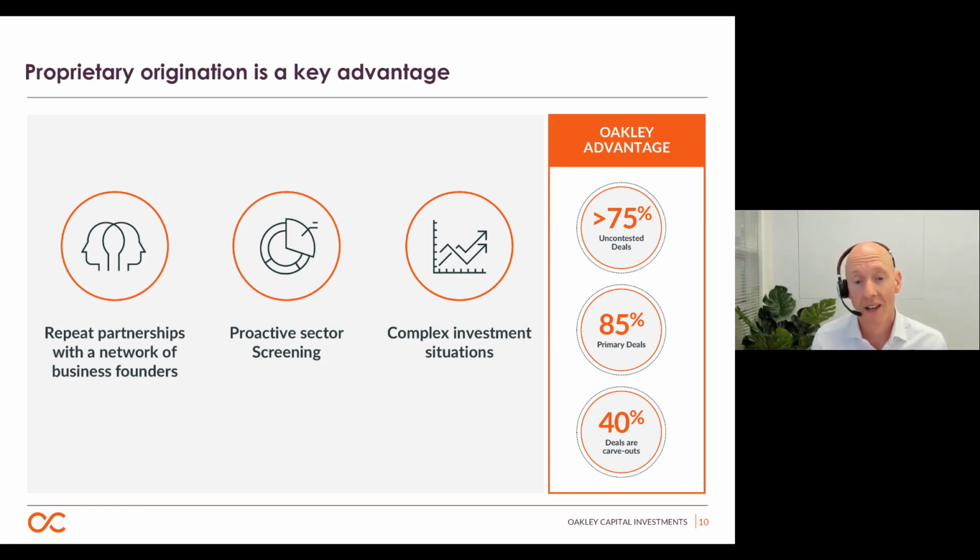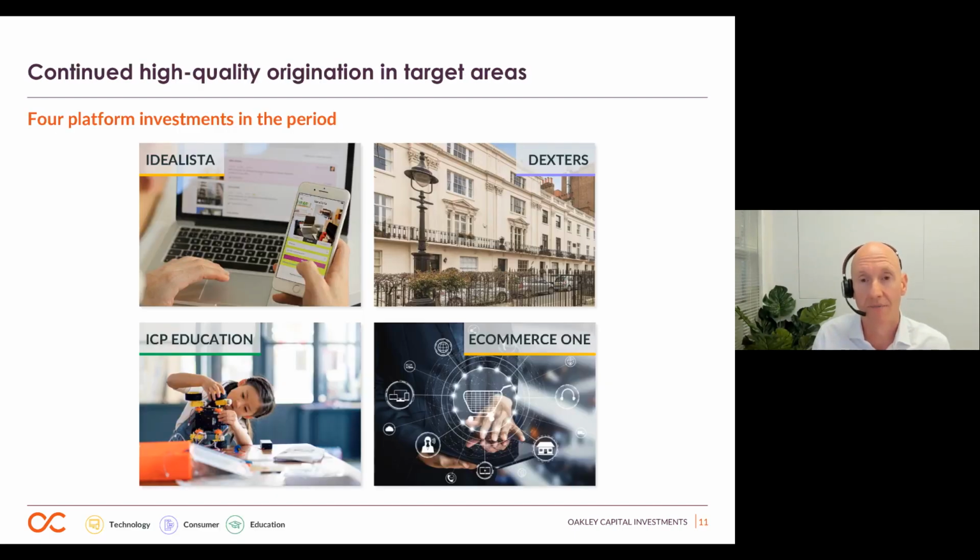We're often the first primary, so 85% of the time, we're the first primary capital. What does that mean? We're the first private equity or private capital to invest in these businesses. So we're actually growing the hopper of companies that sit within the private equity realm. And as I've mentioned before, 40% of those deals have been carve-outs.